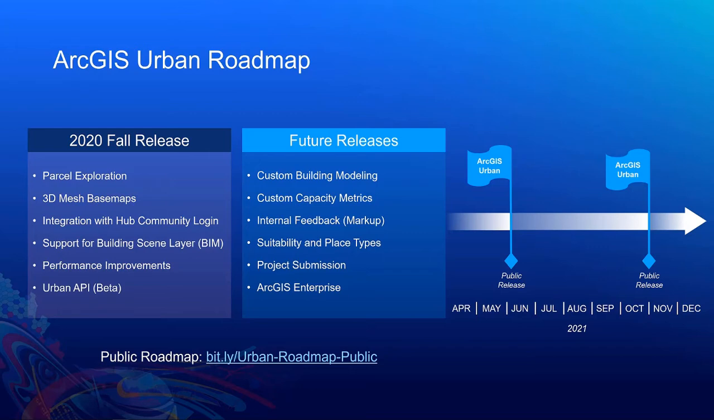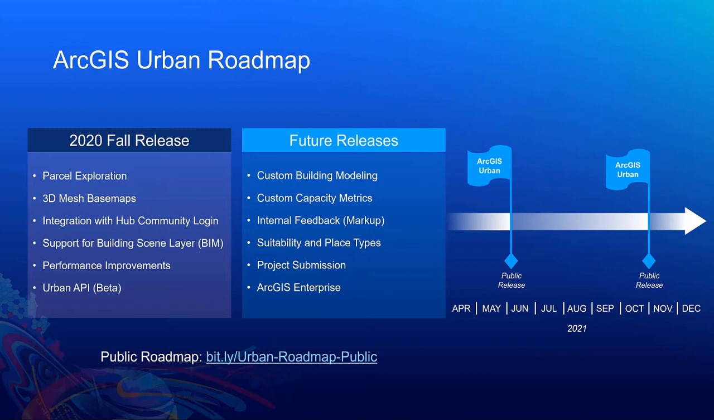The ArcGIS Urban Labs team has developed the policy validation tool, which included suitability and place type allocation. And we heard loud and clear from you that you want those capabilities built directly into ArcGIS Urban. So we'll be bringing that suitability analysis and the ability to use that suitability analysis to do selection and development of parcels directly into ArcGIS Urban.